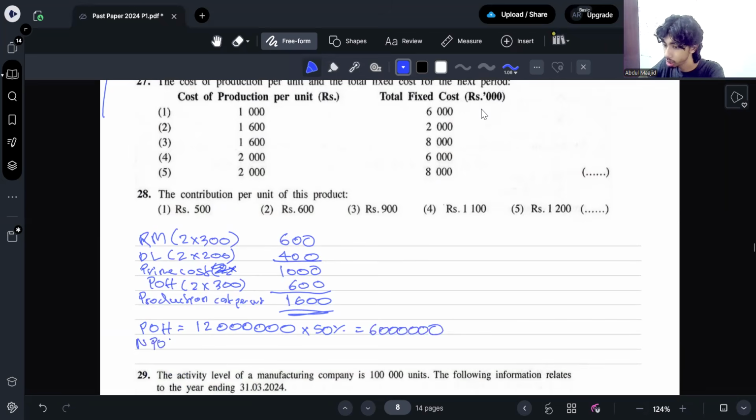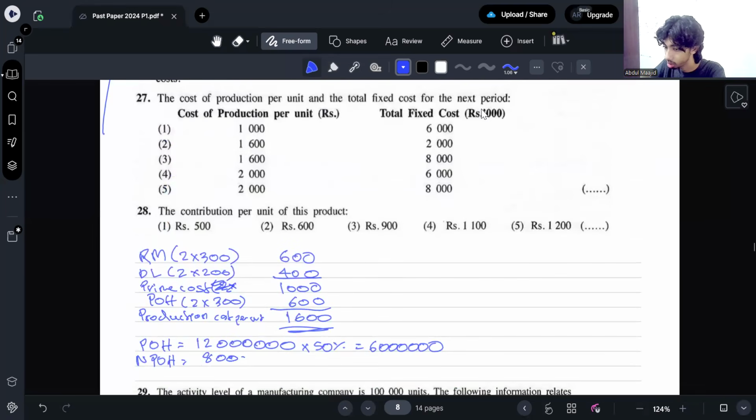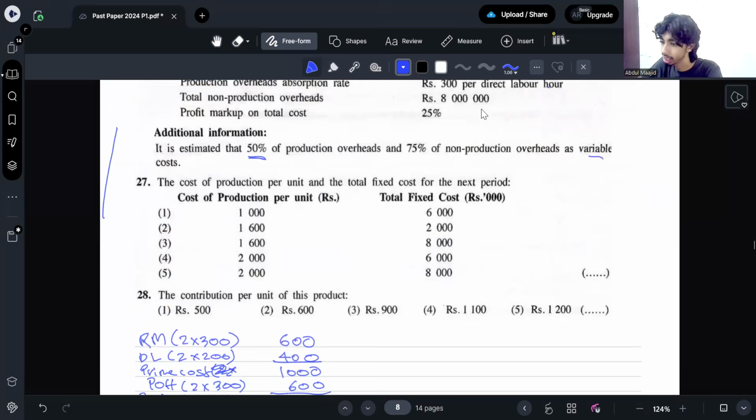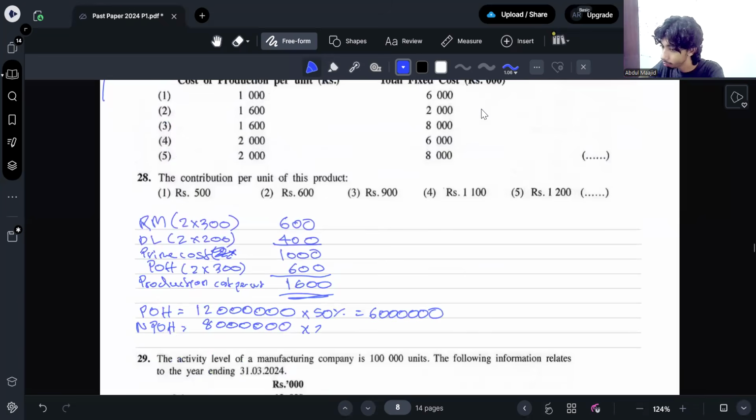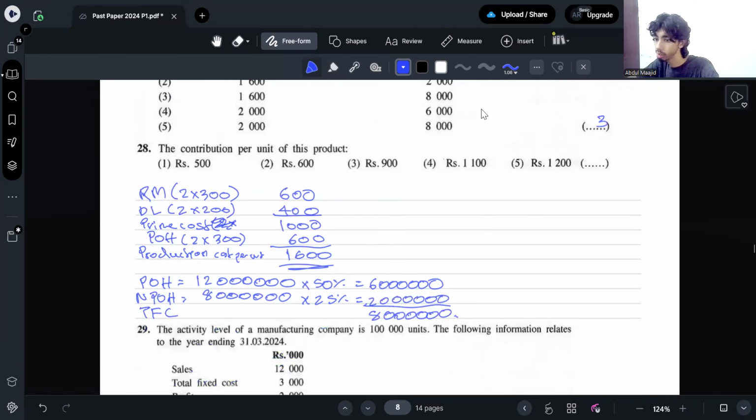Then non-production overhead is given as 8 million. They are saying 75% of non-production overhead is variable. Then how much will be fixed? 25% of 8 million, 2 million. Then your total fixed cost will be 8 million. Okay. Cost of production per unit 1,600. Total fixed cost 8 million. That is answer number 3.